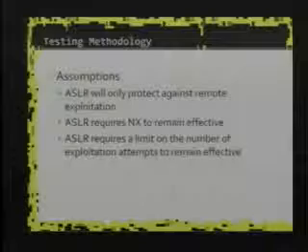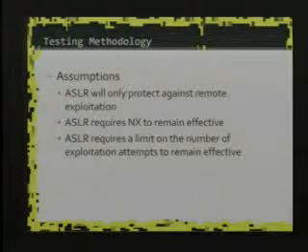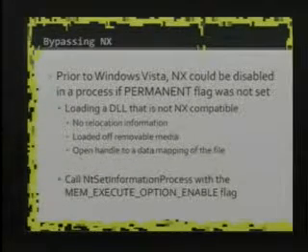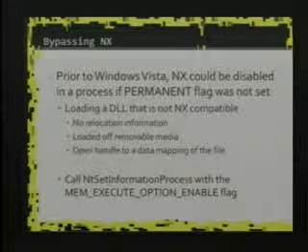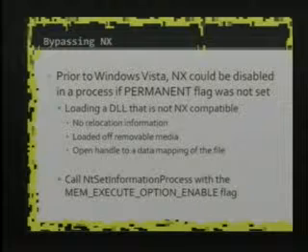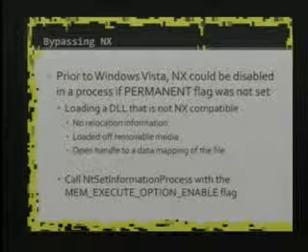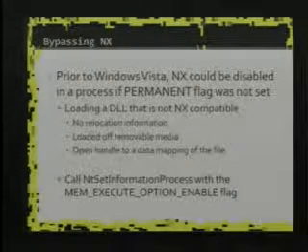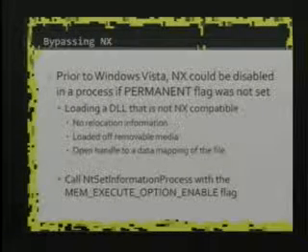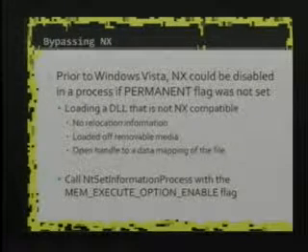So the first strategy, of course, if those are the 3 things that ASLR requires to work, well, let's break them down and see what we can do about those. The first thing would be, how can we disable NX? Prior to Windows Vista, NX was actually really easy to disable. Most processes did not have a permanent flag, so that means the binary wasn't compiled with the permanent flag enabled, and so that meant that NX could be disabled in certain circumstances to retain application compatibility.